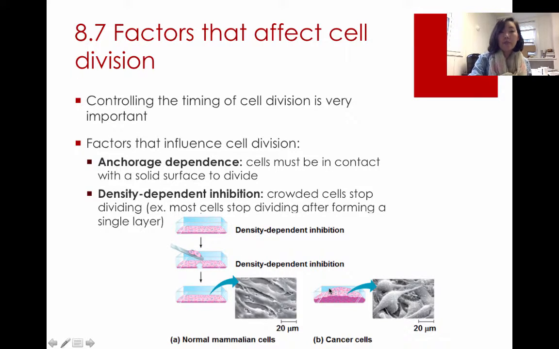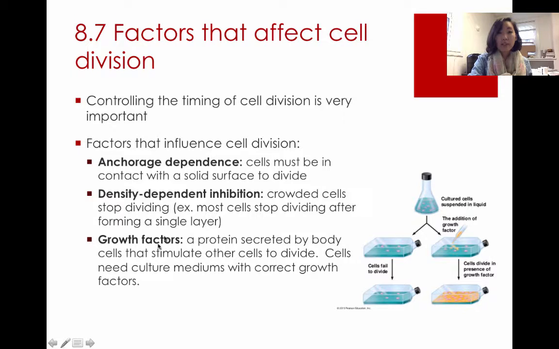The last factor that affects cell division is growth factors. These are proteins that are secreted by the cells that let other cells know when to divide. So when you try to grow cells, for example, in the laboratory, you need to put special growth factors in the medium that it's growing in for it to continue to grow. Here you can see a picture where you're putting regular cells inside and nothing's happening to them because they don't have these growth factors that tell the cell to divide. Whereas if you put the growth factor here, then the cells start to divide very well.